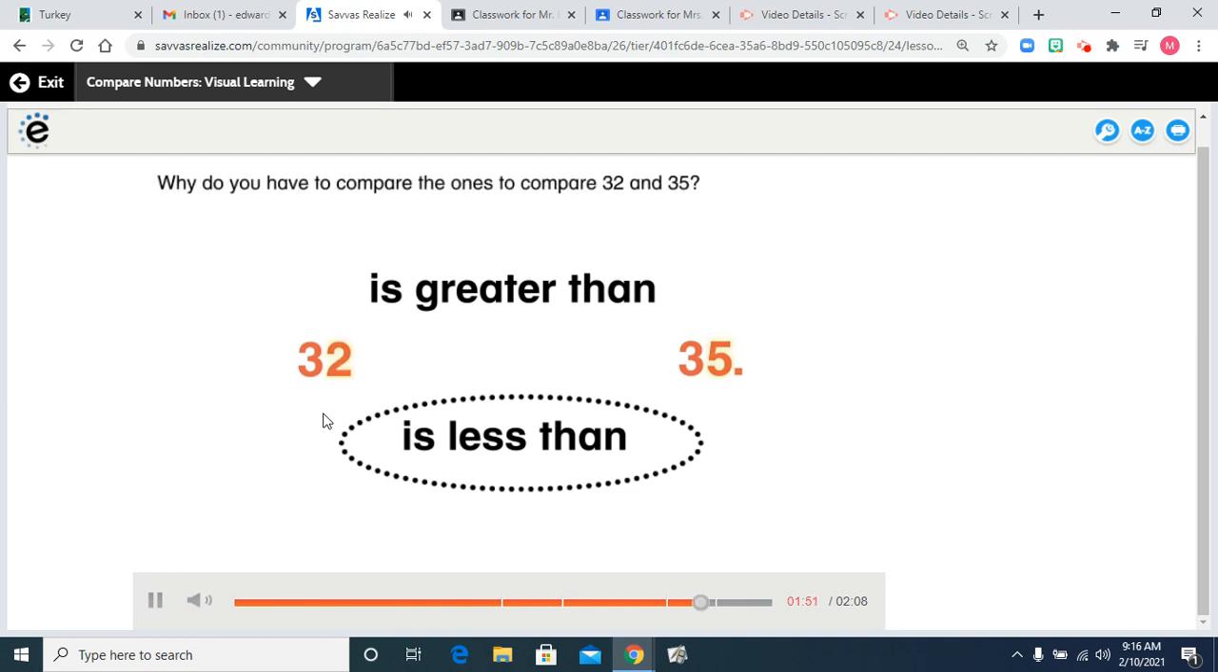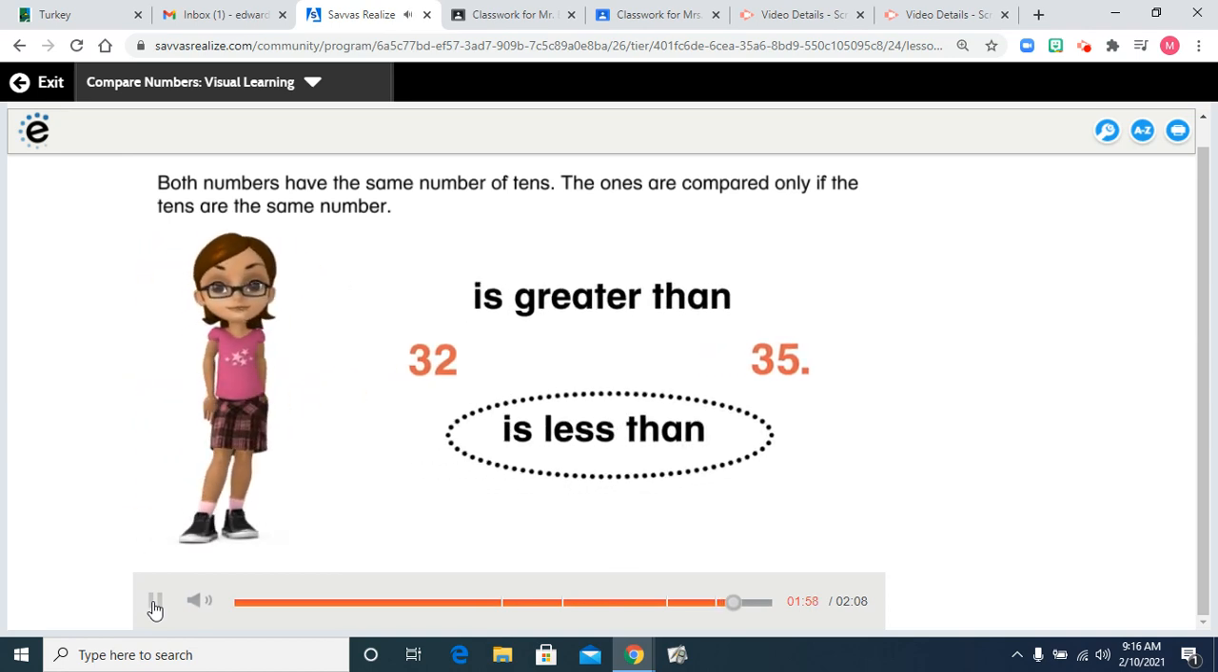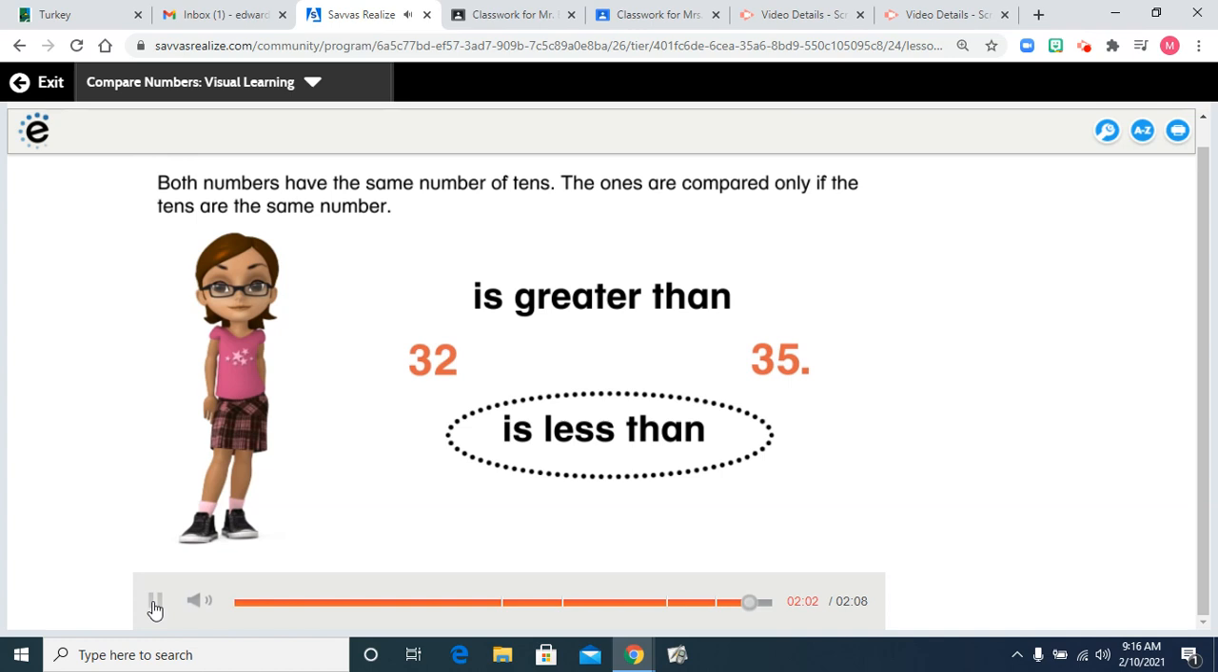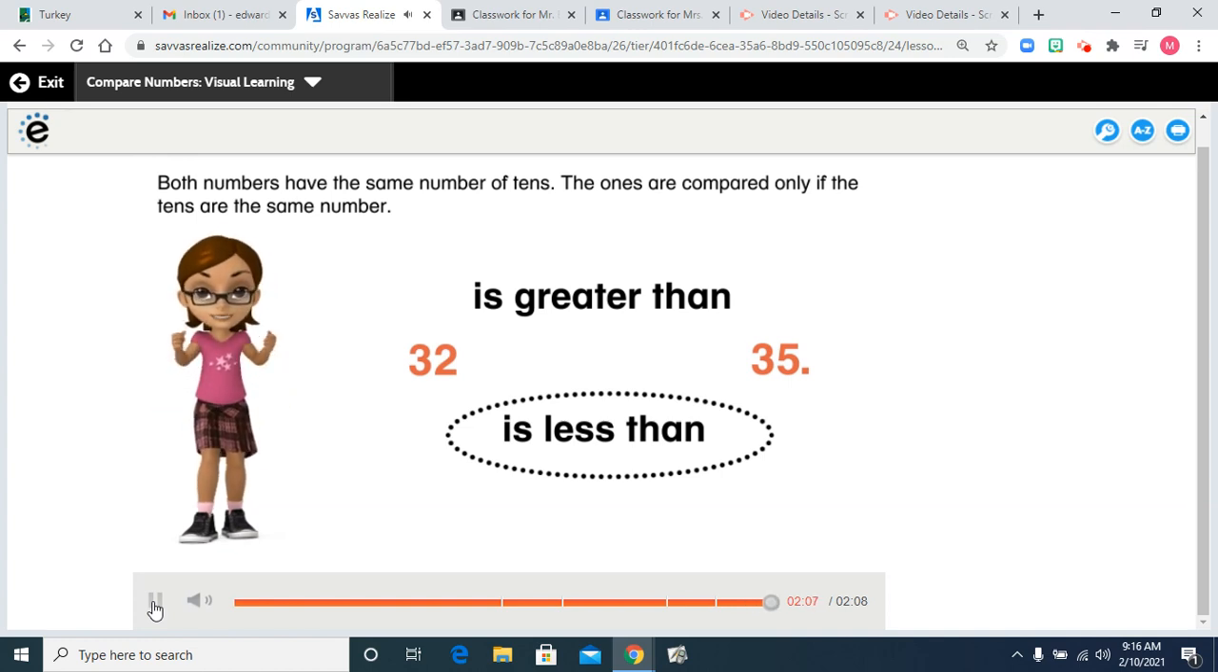Why do you have to compare the ones to compare 32 and 35? Both numbers have the same number of tens. The ones are compared only if the tens are the same number. Comparing numbers is a blast.